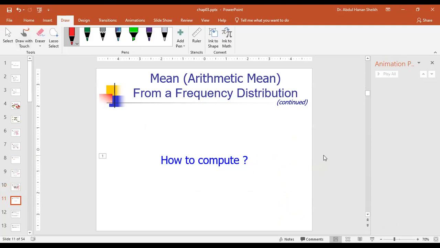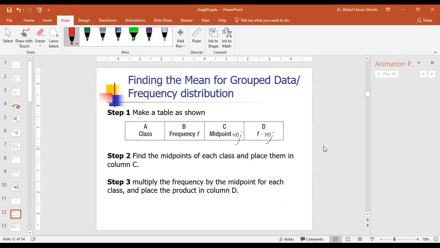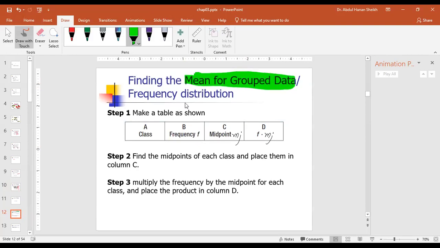So how to compute? These are the 5 steps for computing the mean of the grouped data or the frequency distribution. You need to remember what we are aiming to compute. Our frequency distribution. The very first step is important. It almost makes everything clear.